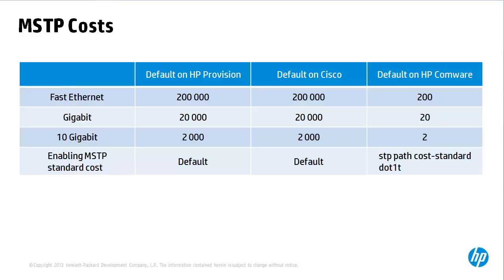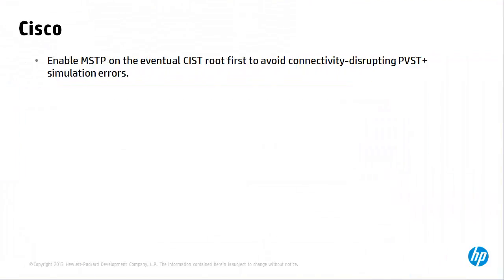Another caveat to be aware of is that HP Comware switches do not use the industry standard costs for multiple spanning tree by default. The default cost on an HP Comware switch for a 10 gig link is 2, whereas the industry standard on Cisco and ProVision is 2000. So it's recommended that you change the default costs to use the industry standard values by using the command stp pathcost-standard dot1t.